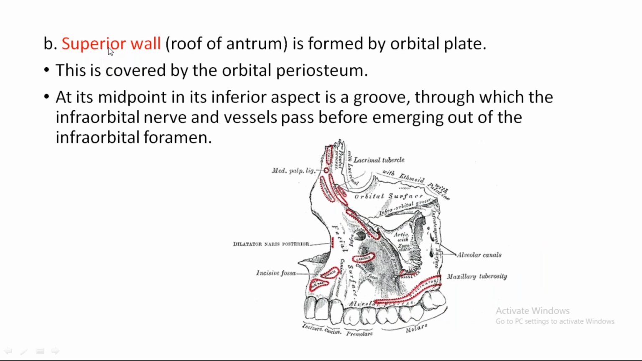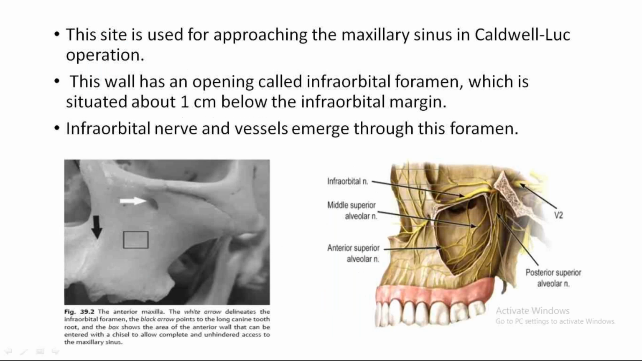So the superior wall or roof of the antrum is formed by the orbital plate, and this is covered by the orbital periosteum. At its midpoint, in its inferior aspect, is a groove through which the infraorbital nerve and vessel pass before emerging out of the infraorbital foramen. So here this is the groove which houses the infraorbital nerve, and this is the infraorbital foramen.